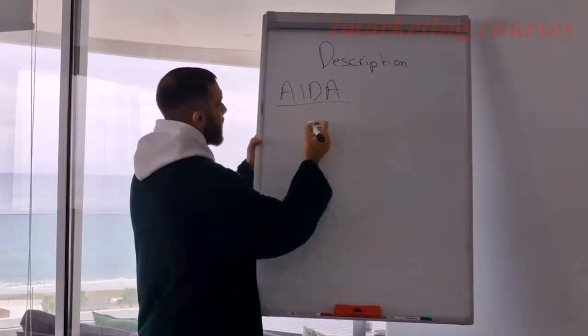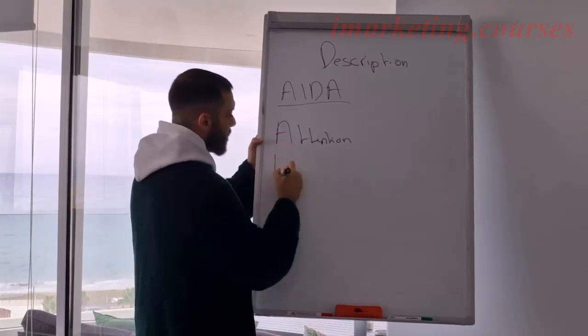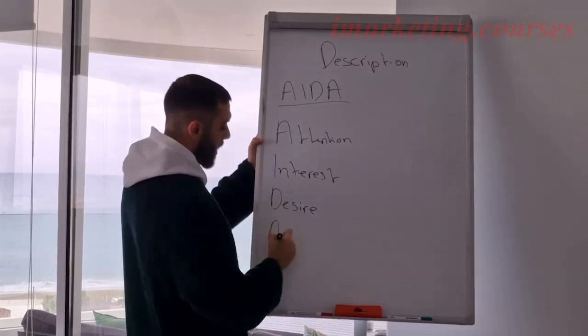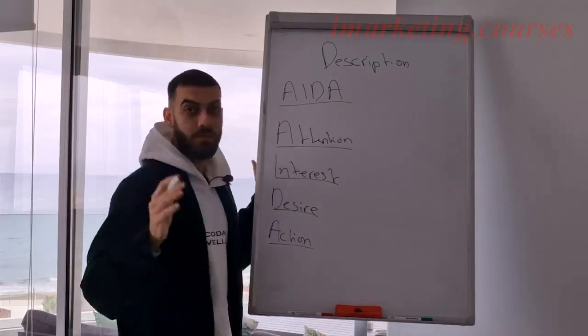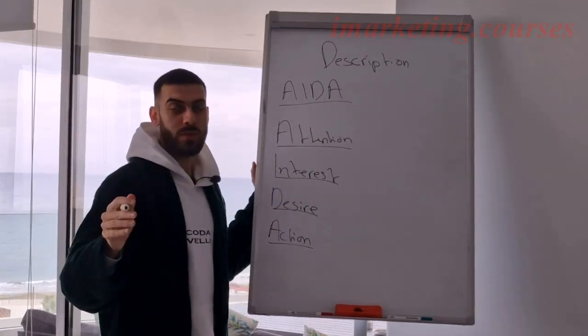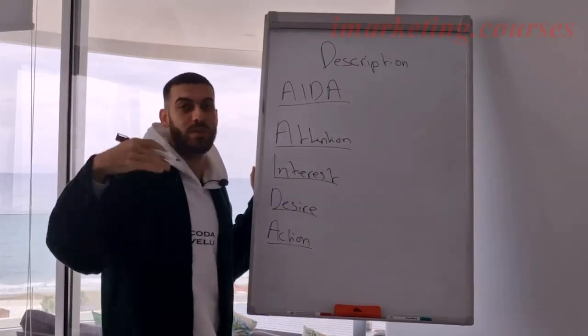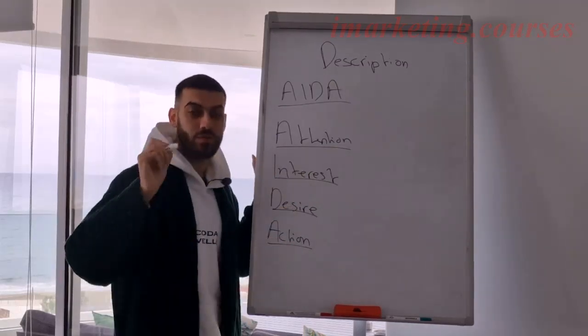But what does ADA mean? ADA is attention, interest, desire, and then action. Personally, I don't really use the ADA framework 100%, but for beginners, if you've never written a description and you're not quite sure how to put everything or when to put everything, following this framework is super, super easy.